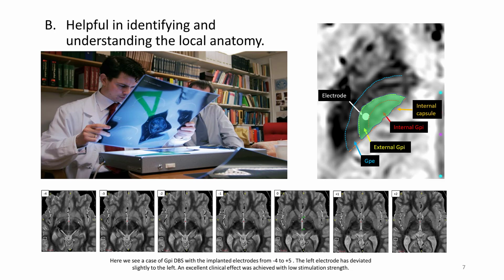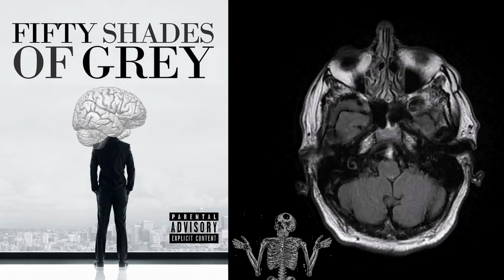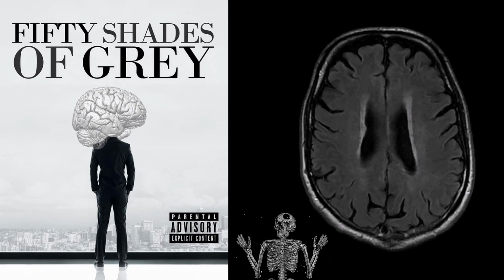But I have understood that this is not very common and that many programmers have not looked at the postoperative images but have done the programming in a completely blinded fashion. Further, I have come to realize that many non-neurosurgeons who are doing the programming have a limited experience in analyzing the local anatomy as seen on MRI, and often perceive this as more or less 50 shades of grey.